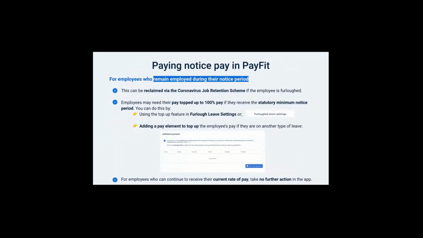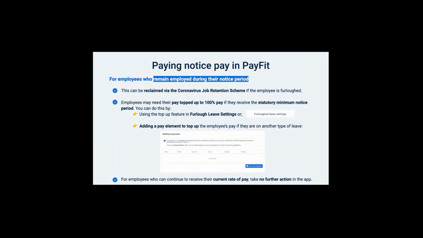Now let's take a look at how pay in lieu of notice is processed in the PayFit app, as this is dependent on whether or not your employee remains employed during their notice period, or whether or not they are being terminated with immediate effect and are being paid a lump sum for their notice period. Now, if your employee is at work and receiving full pay, or is on furlough leave but receiving 100% of their pay because you are topping up, there is no action that you need to take for their notice pay to be correct. If the employee is already receiving 100% of pay, there's no other step that you need to take for the app to process the employee's notice pay correctly.